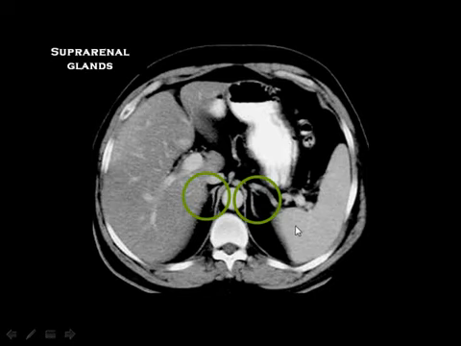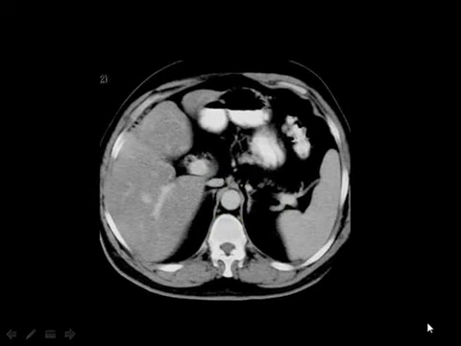To see the suprarenal glands clearly, the patient should be obese, with adequate retroperitoneal fat. In the absence of this fat, which is black, the suprarenal glands will be missed in the rest of the abdomen. But knowing the anatomic location and the anatomic configuration, you can easily identify them.